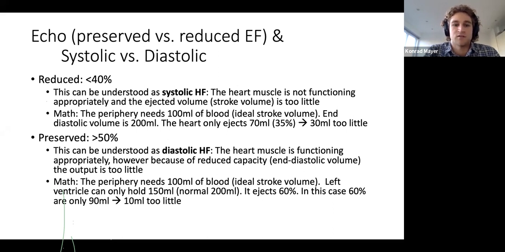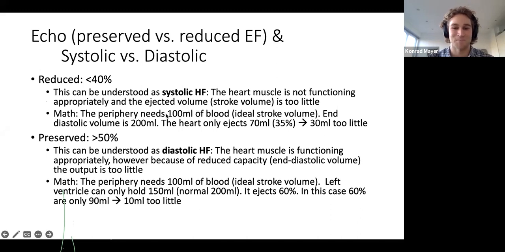So first of all, we'll look at the classical and most easily understood part of it, which is the one with the reduced ejection fraction, which is defined as under 40% ejection of the left ventricle volume. And this can be also called systolic heart failure. So I wrote here, the heart muscle is not functioning appropriately, and the ejected volume is too little, oftentimes due to contractility issues. So the math example, to have a picture of this, I always picture it with cups that are full of water.